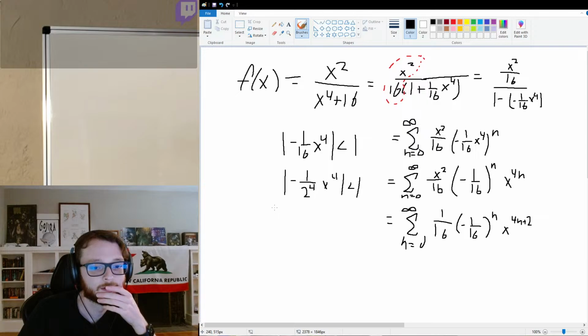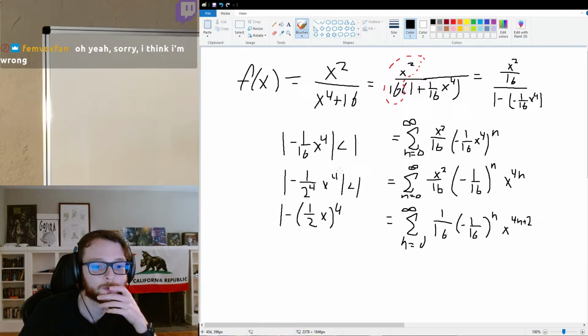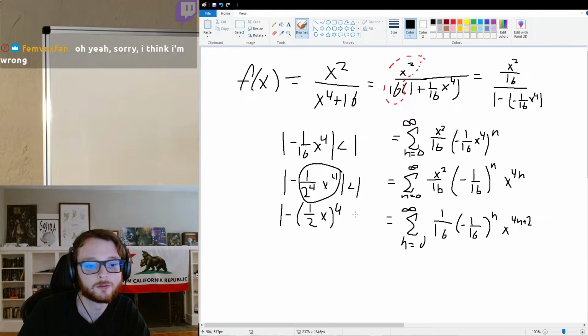Okay. No, this is like a tricky one, I guess. Okay, so yeah, to deal with this exponent stuff, I'm gonna now write this as 1 over 2x to the power of 4, just grouping things based on their exponents here.